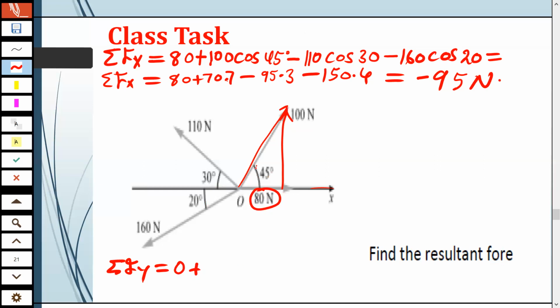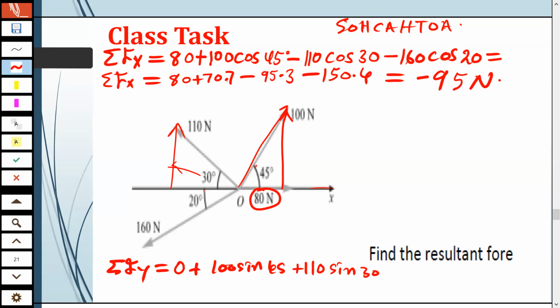And then since it's opposite, meaning we're going to use sine. We're going to use sine since it's positive y and it's opposite to the angle. We're going to say 100 sin 45. And then we have this one. This one is pointing towards the positive, so it's also opposite, so we're using sine. We're going to say positive 110 sin 30.